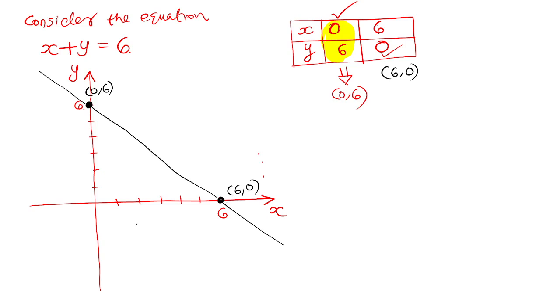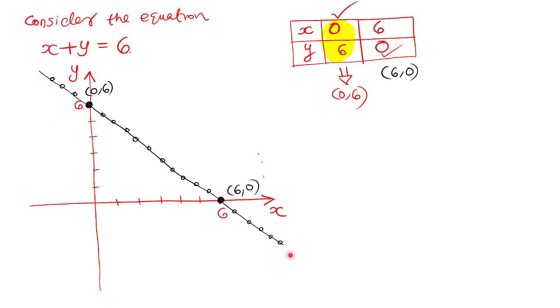How many points are on the line? There are an infinite number of points on the line, correct? Each of the points on the line is a solution of the equation x plus y equal to 6.